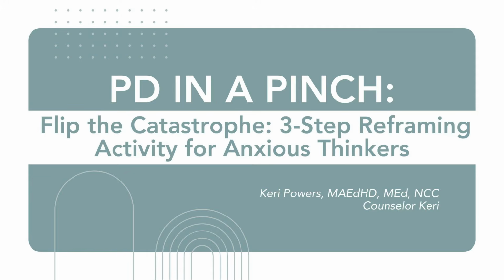In this session, we're digging into a quick strategy to help students who jump to the worst case scenario, like everyone's going to hate me if I mess up once. This strategy is all about helping them flip the catastrophic thought and get grounded in what's real. Today, we're going to look at Flip the Catastrophe, a 3-step reframing activity for anxious thinkers.